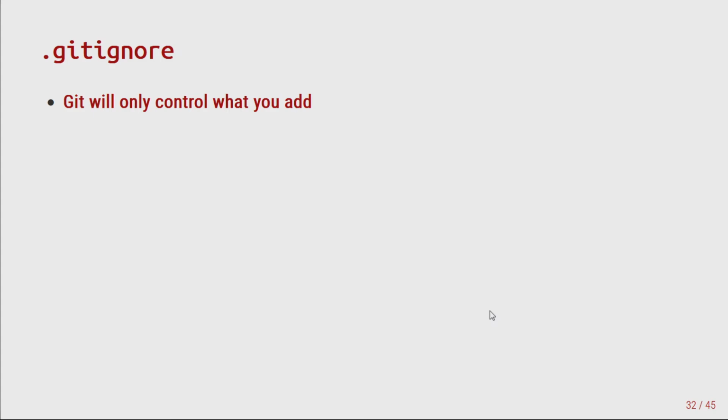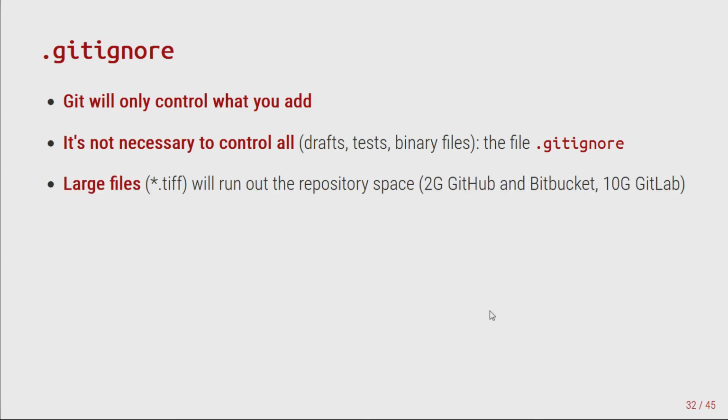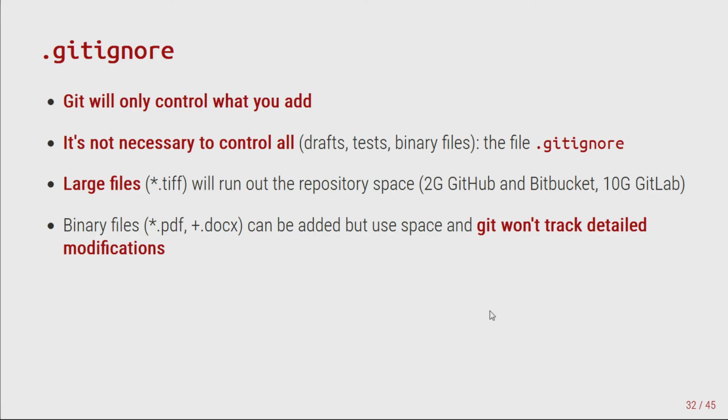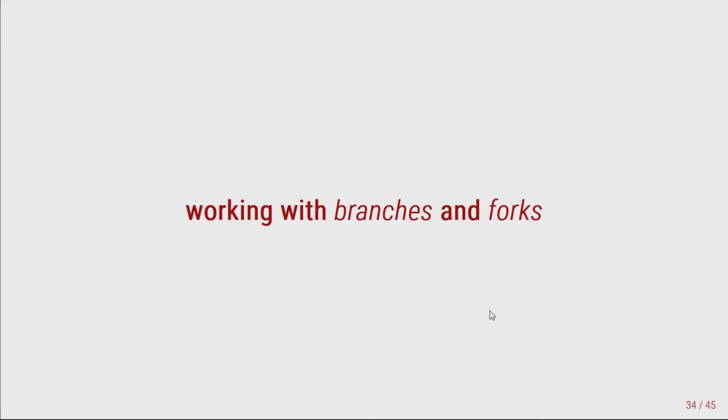There's a specific file called gitignore in which we will tell which files to ignore. We will do that tomorrow in the workflow because it's not necessary to control everything. Sometimes there are large files or doc files or binary files that we don't want to track. Tomorrow we will open our project and a Git tab will appear, and we can use the interface to do git add and push and everything.